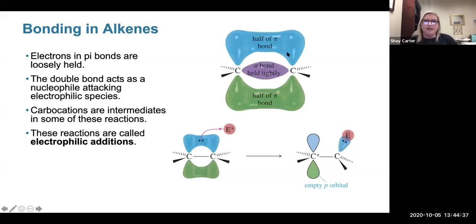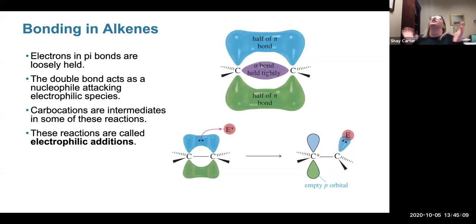This pi bond here is created through an unhybridized p orbital that is sticking up perpendicular to that plane at 90 degrees and is above and below the internuclear axis. Now, what this does is it causes these electrons to be kind of loosey-goosey out there in space, okay? So it can actually act like a nucleophile. It is not an unshared pair of electrons.